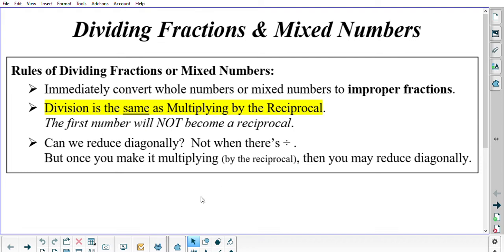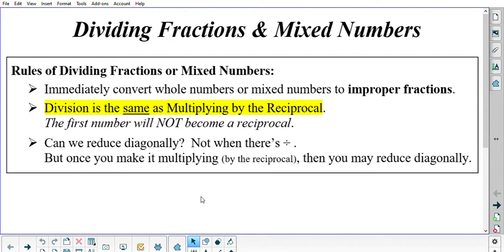Hello everyone, this is Mr. Underkoffler, and today we are looking at the guided notes on dividing fractions and mixed numbers. As you can see here at the top, I have the rules spelled out for you. You have to immediately convert whole numbers or mixed numbers to improper fractions before you do anything else, if you are given a problem with whole numbers and mixed numbers with division.